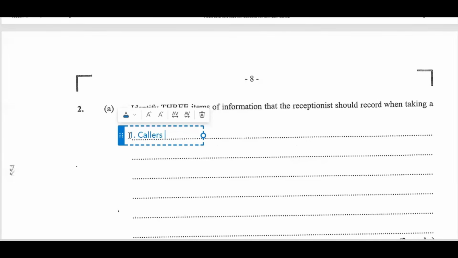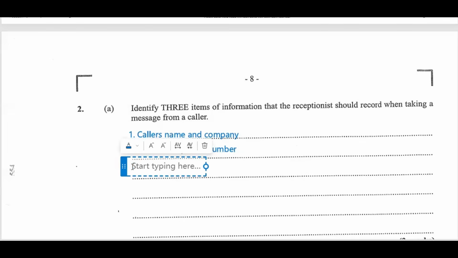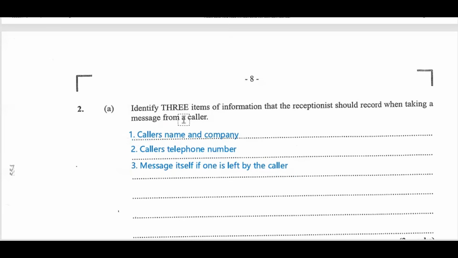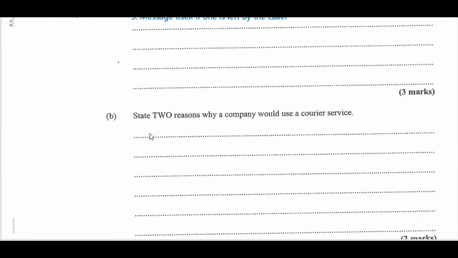1, caller's name and company. 2, the caller's telephone number, just in case the supervisor has to return the call. And 3, the message itself, if one is left by the caller. That's it. You have many other things, but they just asked for 3, right? 3 marks. 2B, state 2 reasons why a company would use a courier service.